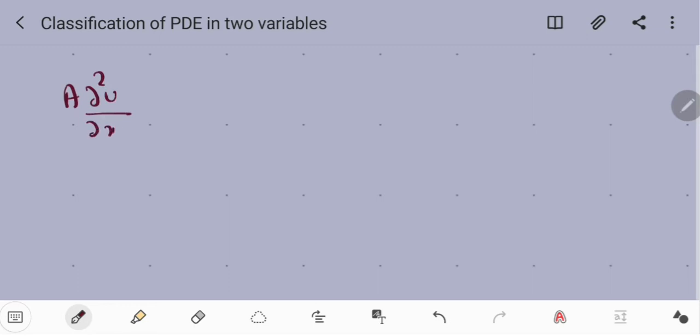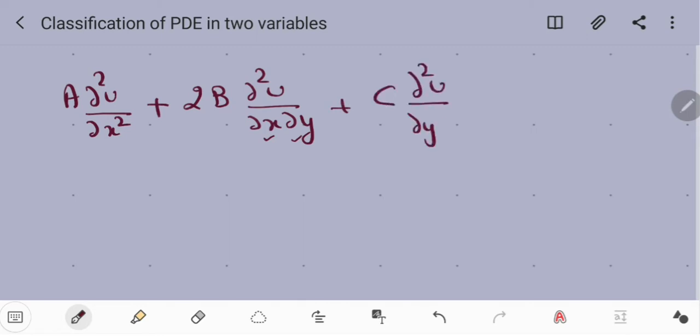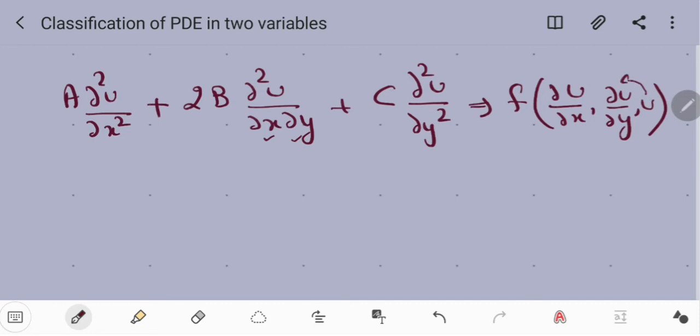Then you will be given a double partial derivative of two variables, so x square. Then let's say you are given another constant, with respect to x and y both, and then another constant with respect to another variable, right? So that means your equation is in the form of a function with two variables and constants, and this function can be distributed into those terms.